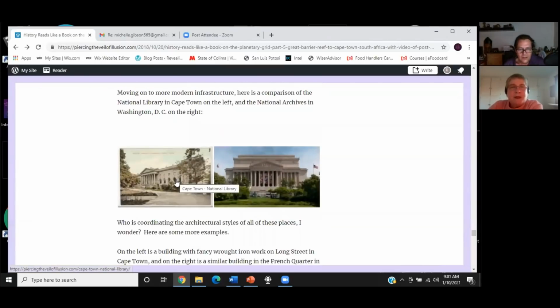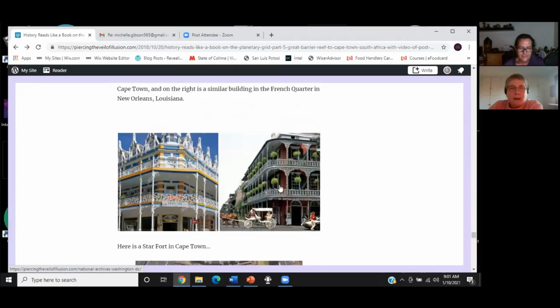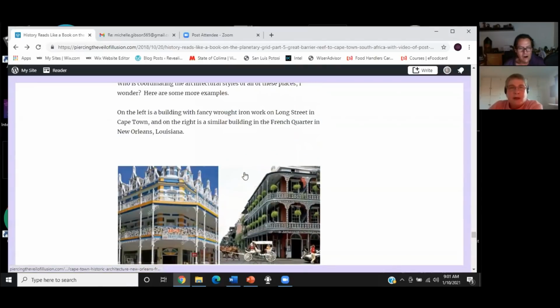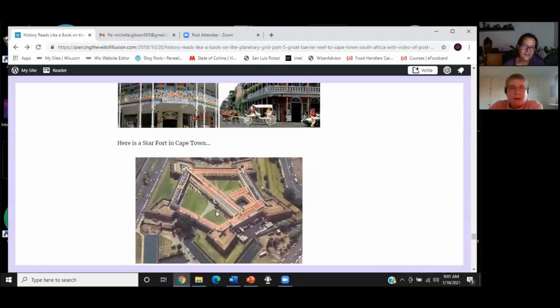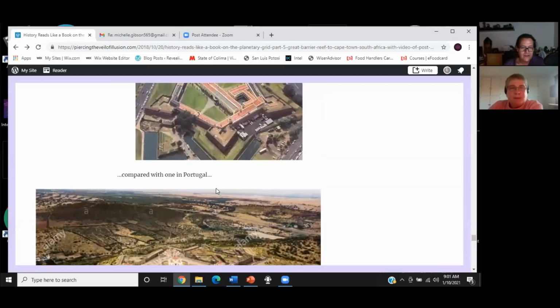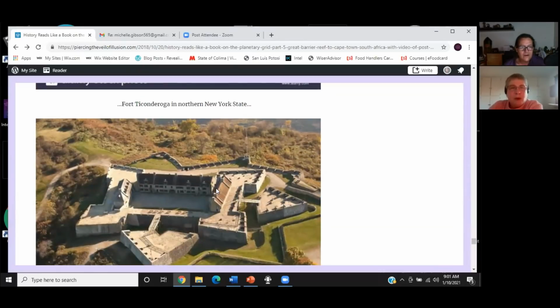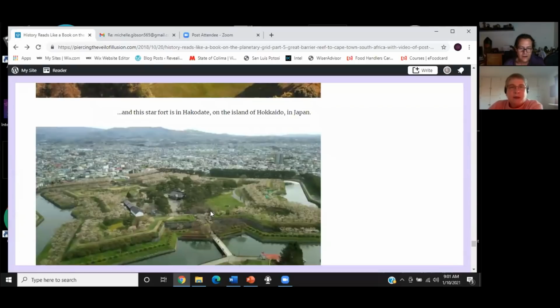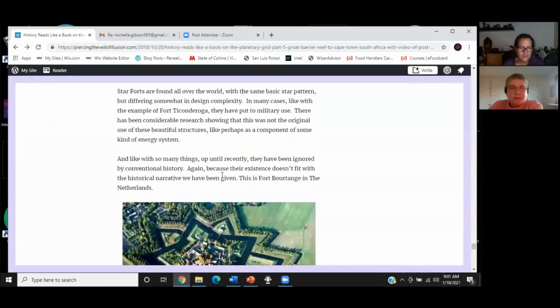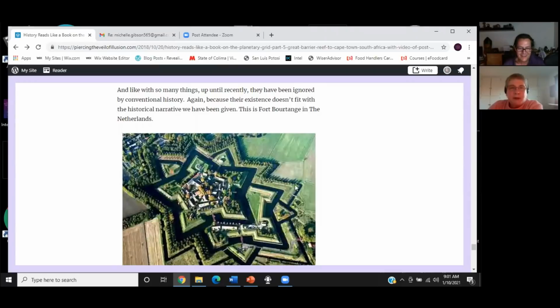And this is the National Library of Cape Town and the National Archives in Washington, D.C. And more of the same fancy style there. And then there we go, the Star Fort in Cape Town. And this one in Portugal. In New York State, Fort Ticonderoga. This is a beautiful one in Japan, Hakodate on Hokkaido. This one's in the Netherlands.